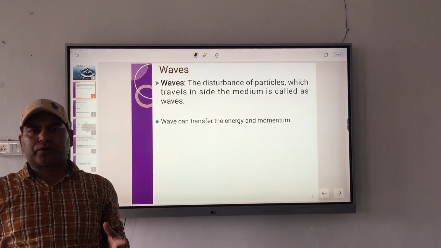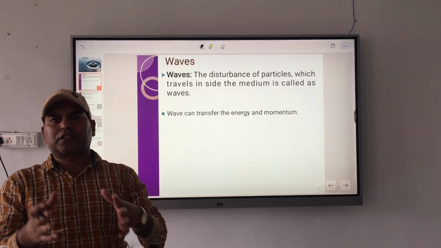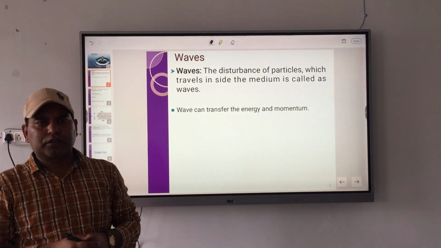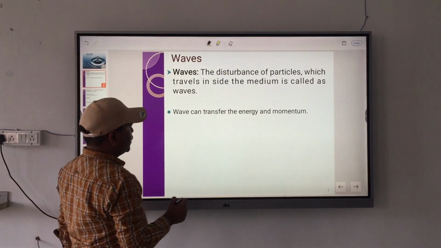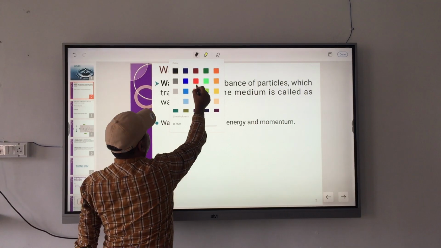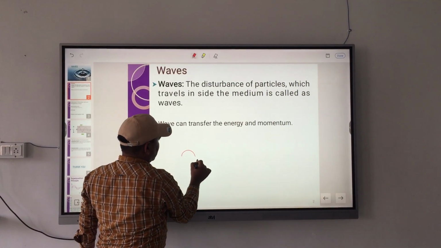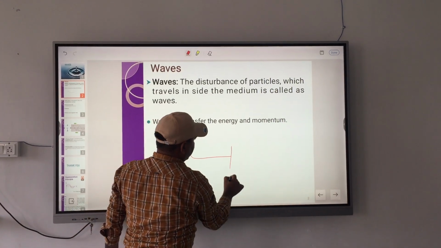Means the disturbance of the particles will travel in a particular direction, and that is called a wave, not the particle. So inside the wave, only the disturbance will travel in a particular direction.